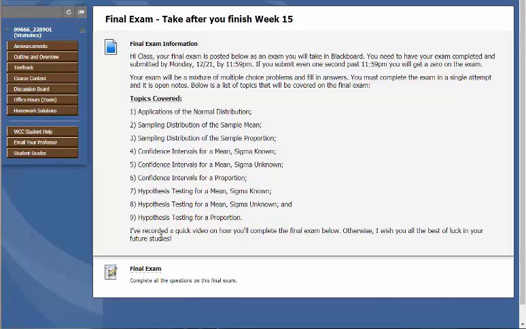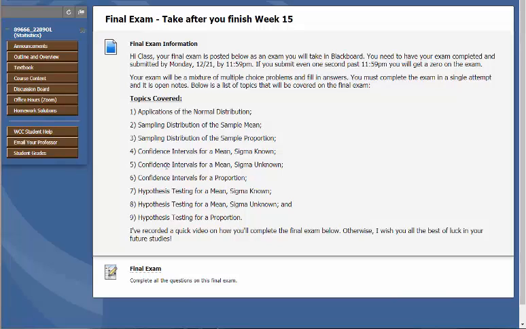There's going to be normal distribution questions, and you should rely heavily on your graphing calculator for that. We've talked a lot about the normal CDF function, sampling distribution of the sample mean and sample proportion, confidence intervals for means and proportions, and then our final topics, hypothesis testing for a mean and hypothesis testing for a proportion.